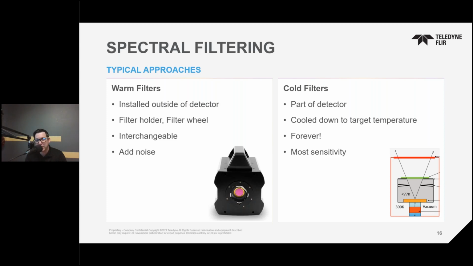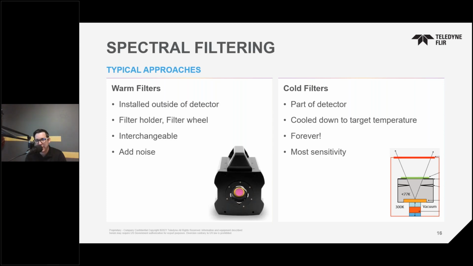And these are going to be installed again outside of the detector. They're typically 1-inch filters. They get put in a filter holder that maybe screws into the back of the optic, or they get installed in a motorized filter wheel. They're interchangeable. Again, they add noise. Now this is specifically for a closed cycle Stirling setup here.